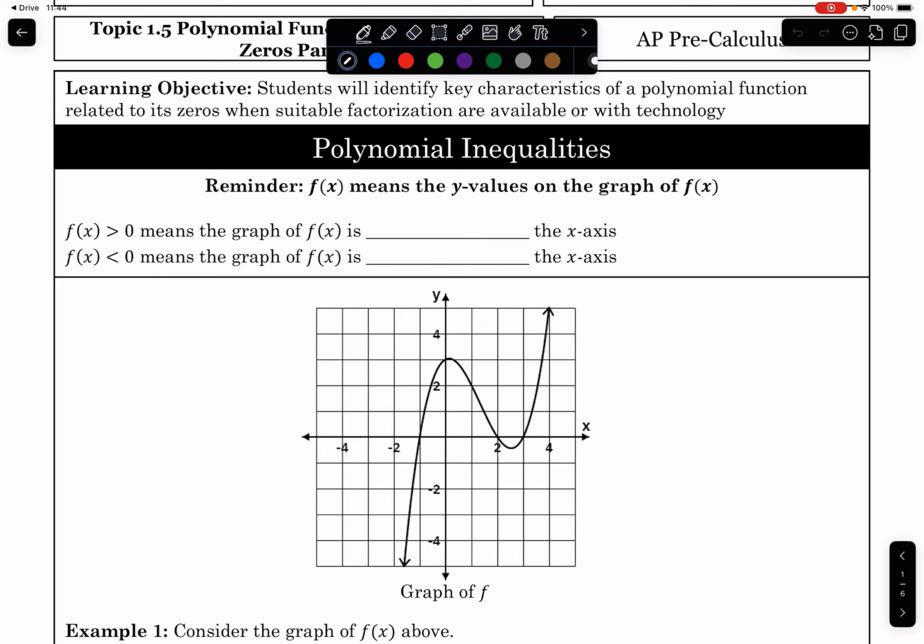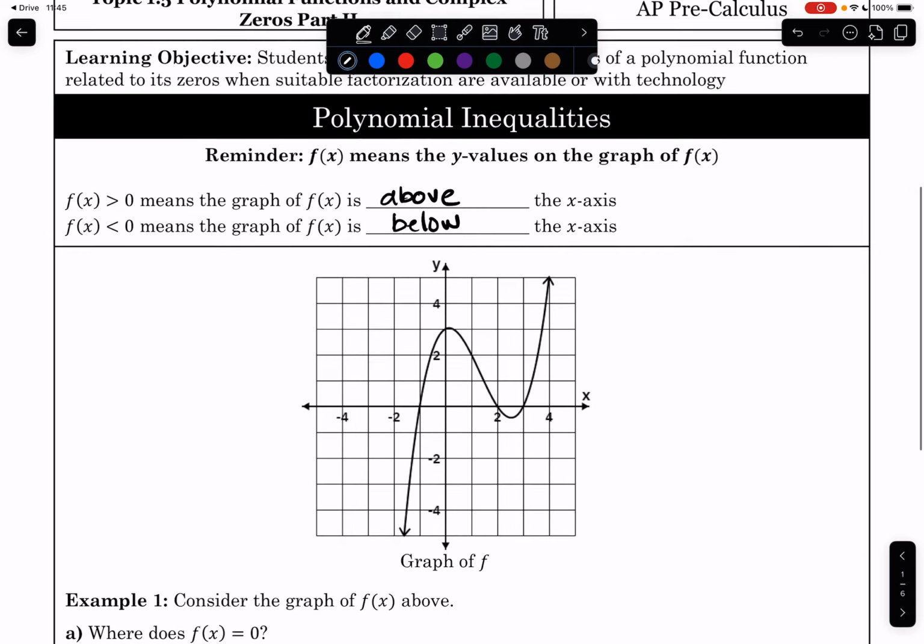Now, remember that the notation f of x means that we're looking for the y values of the graph of f of x. So if we are asked to find where f of x is greater than 0, that means we're looking for the y values that are greater than 0. In terms of the graph, the graph of f of x is going to be above the x-axis. And if f of x is less than 0, that means the y values are negative, and that occurs when the graph of f of x is below the x-axis.